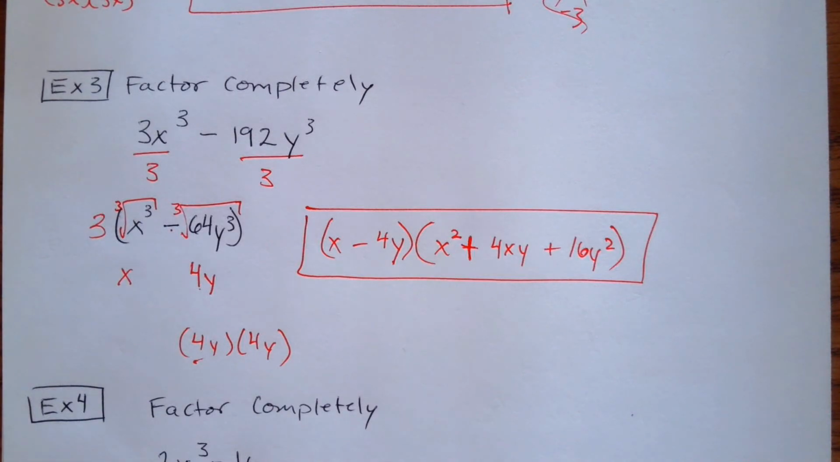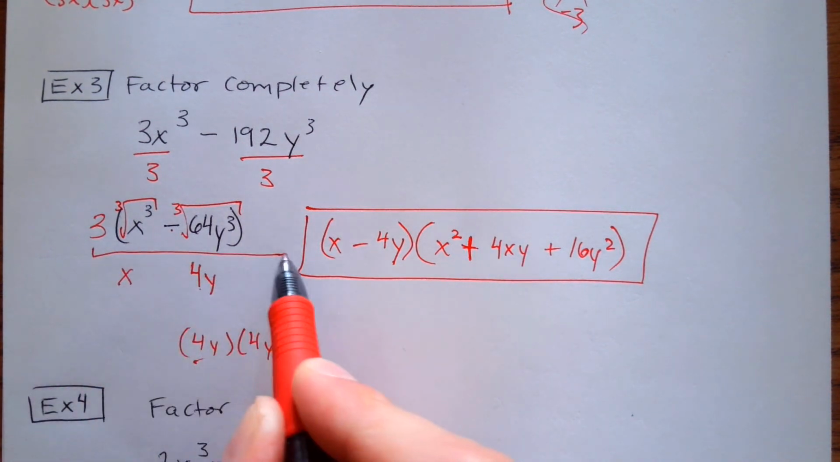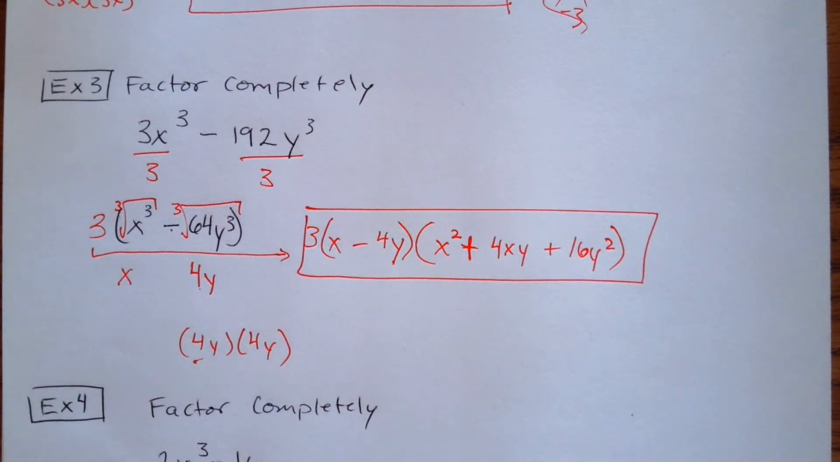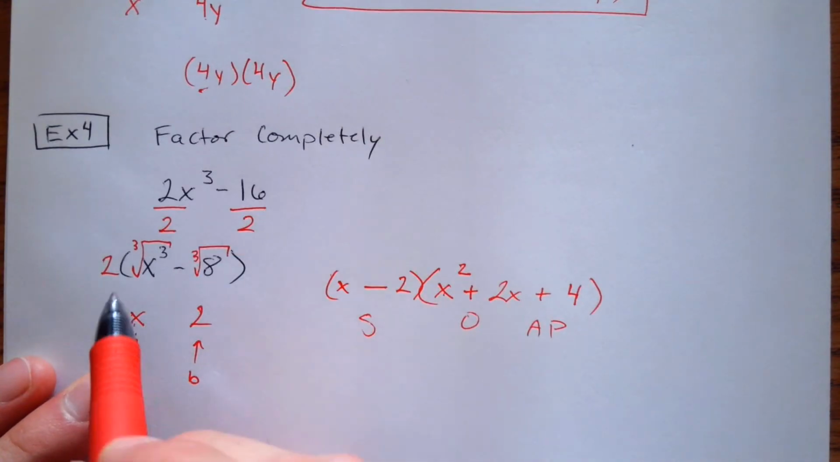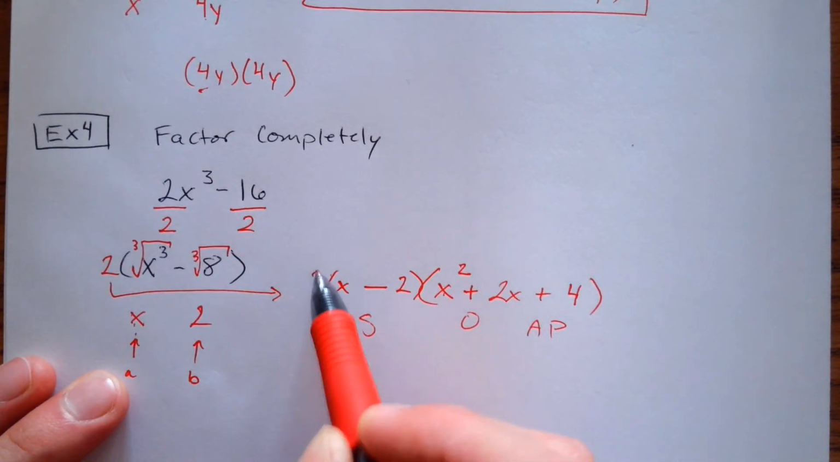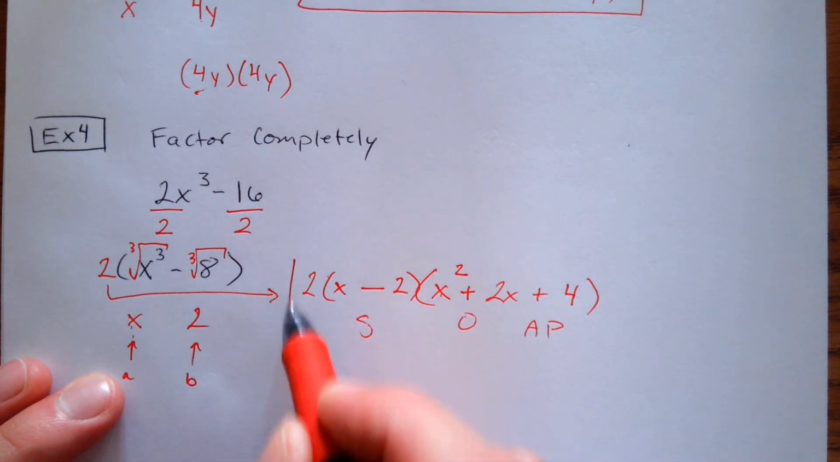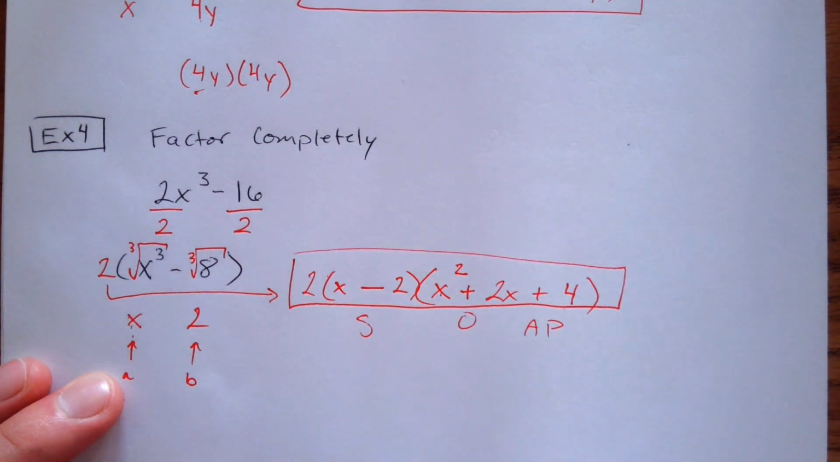I missed something. What did I miss? Yeah. I need the 3. I need to carry the 3 along. So be careful of that because I missed it. But same with this last one, which I didn't record, but don't forget to carry along what you factored out to begin with.